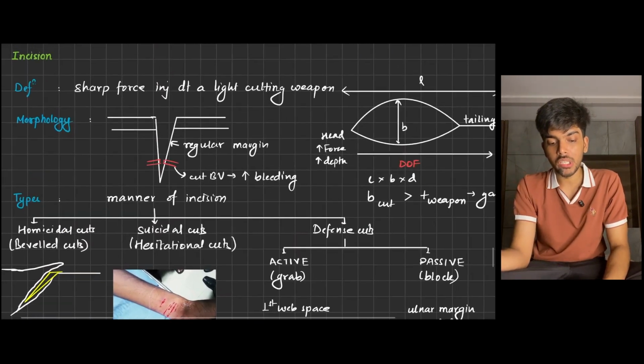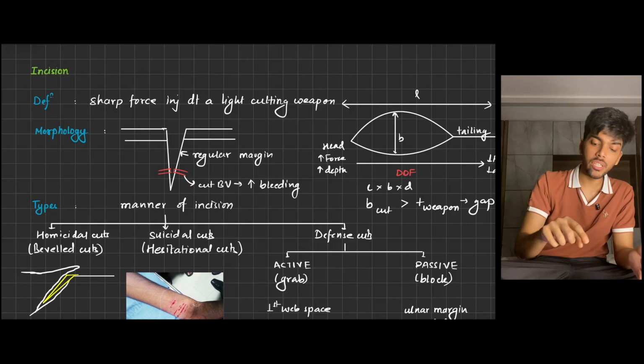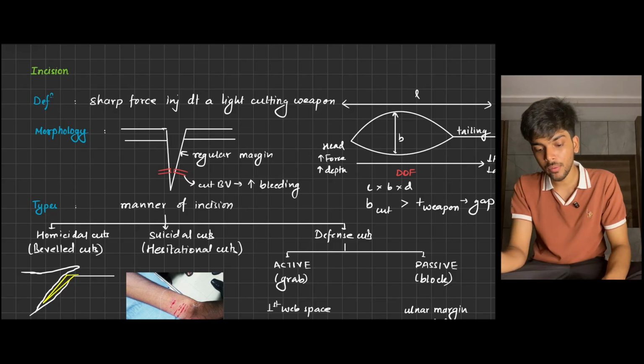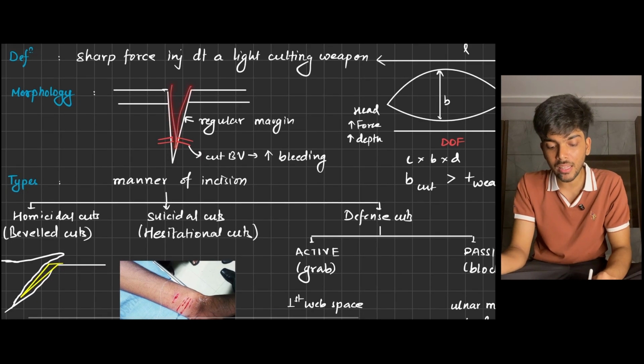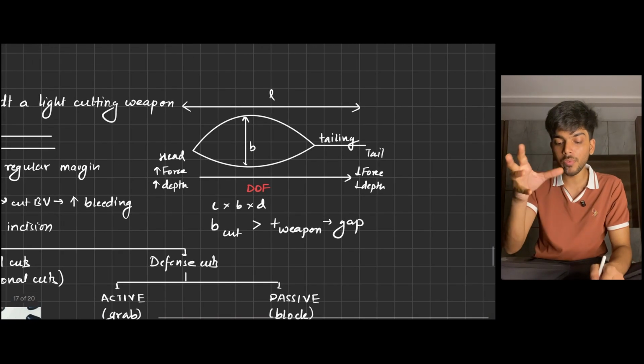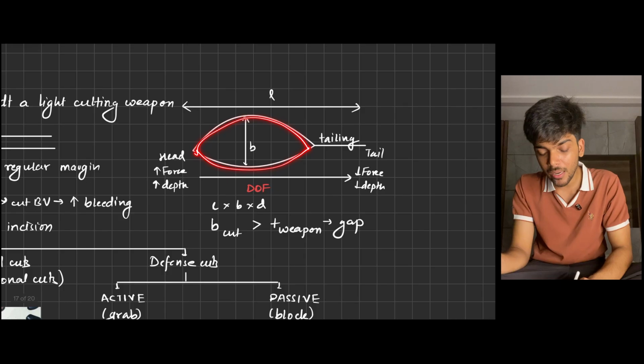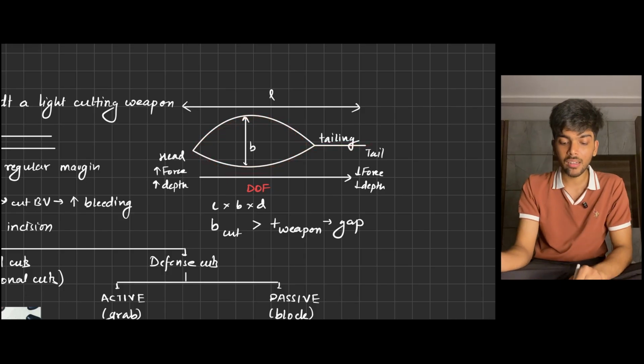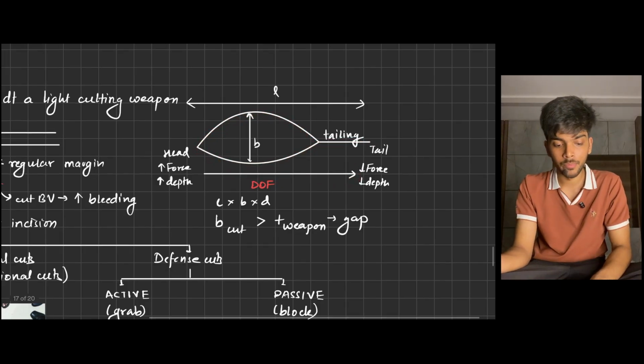Let's revise once. So what is incision? It is a sharp force injury due to light cutting weapon. Morphologically, it has a regular margin and the blood vessel is cut instead of crushed, so there is more bleeding. When you look from top, you can see the spindle-shaped cut with tailing. The direction of force is in the direction of the tailing.